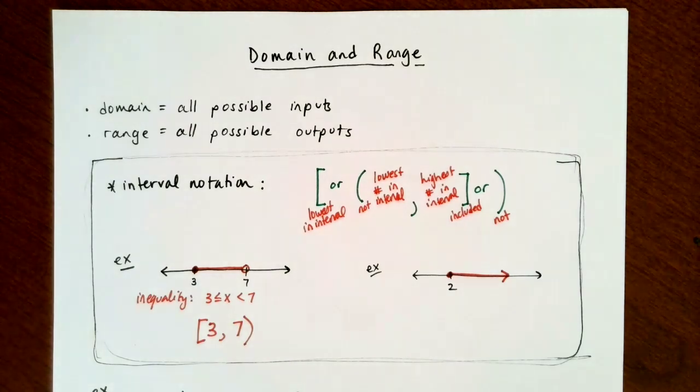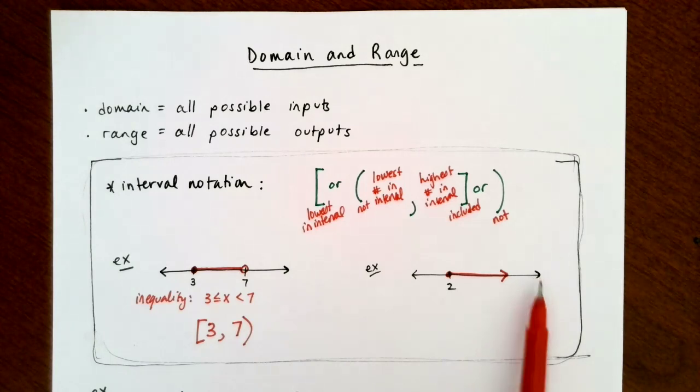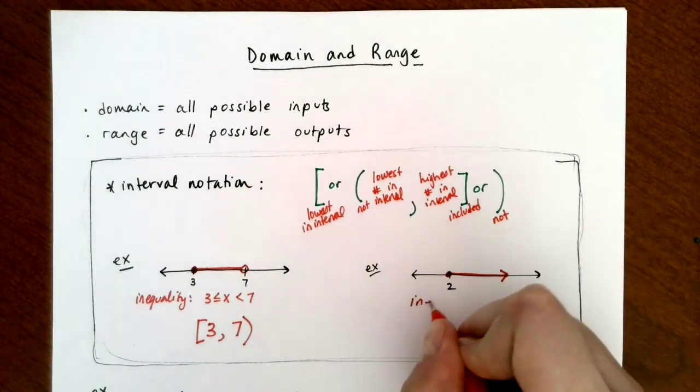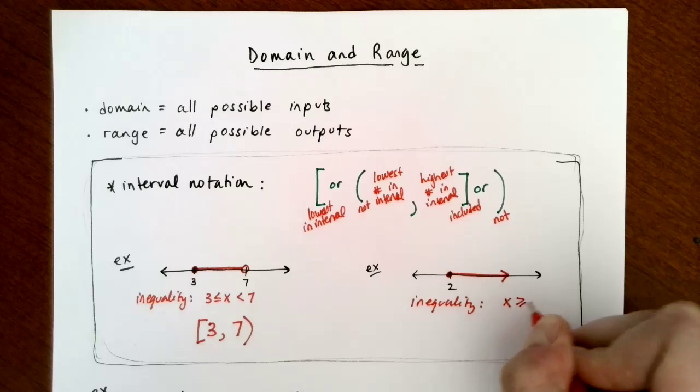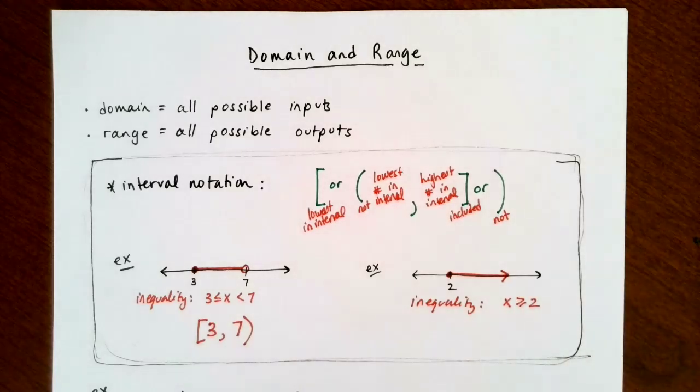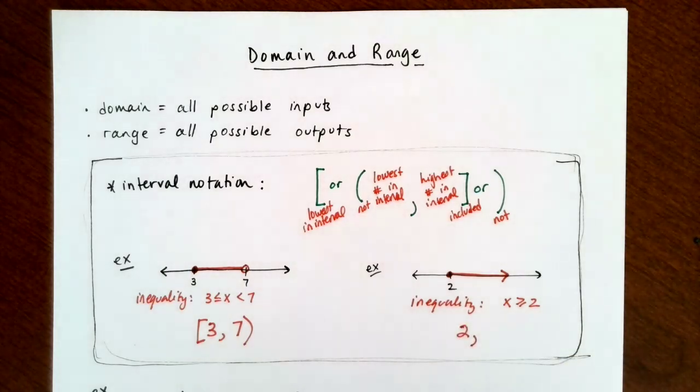Right? So sometimes there isn't a highest or lowest in the interval. And that's my second example here. So I'm showing on the number line 2 and everything greater than 2, right? So as an inequality, this would just be every x that's greater than or equal to 2. So as an interval, like in interval notation, this would be 2 as the lowest, but then there is no highest because it just goes forever.